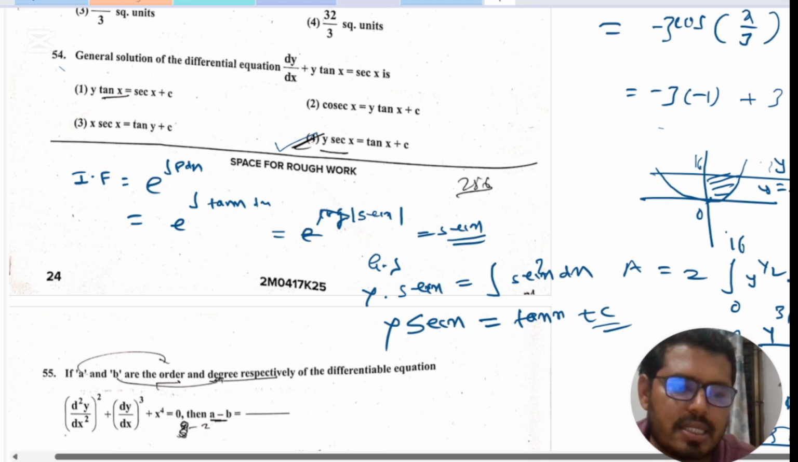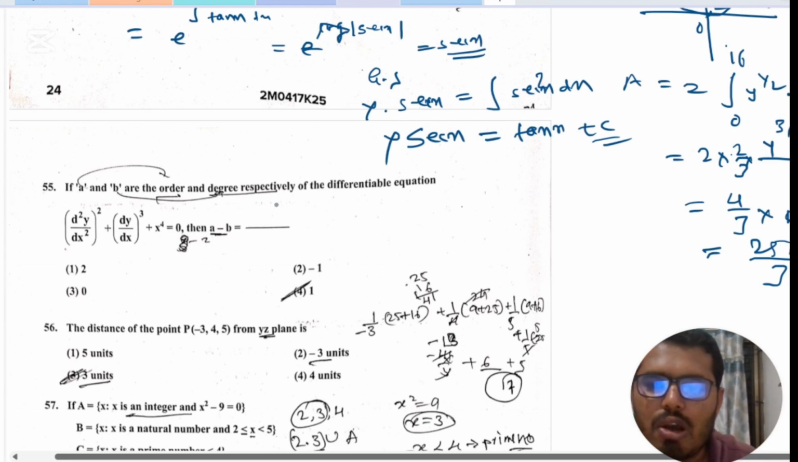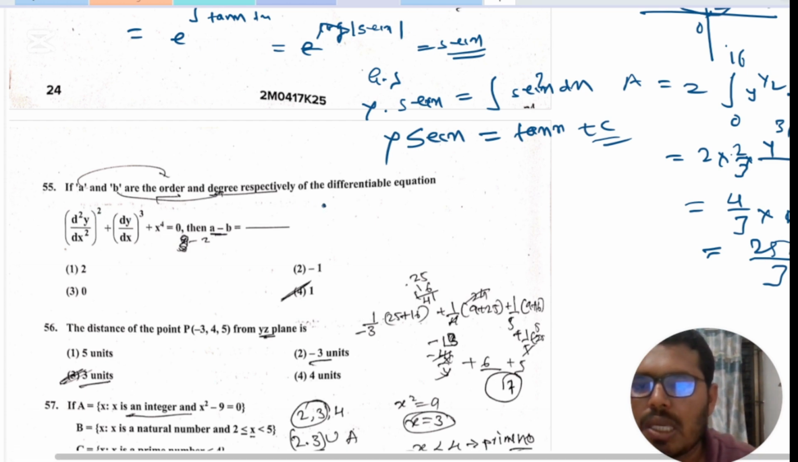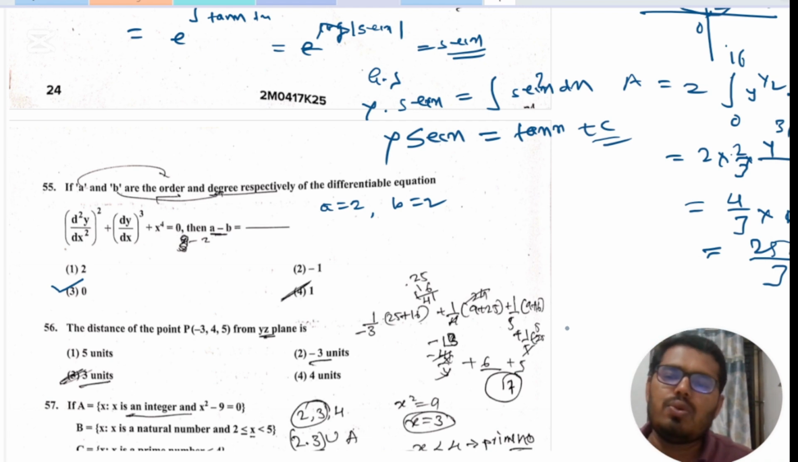Okay, next question number 55. A and B are the order and degree respectively of the differential equation. A, the order of the differential equation, is 2, and B, the degree, is also 2. Therefore, 2 minus 2 is equal to 0. Then option number 3 is correct. That is equal to 0.